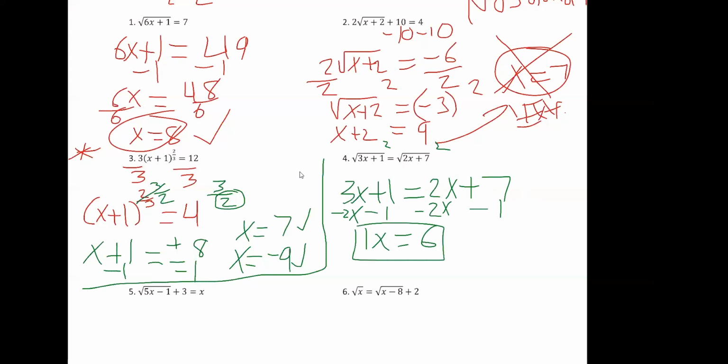But we do want to check this. If you plug that in, 6 times 3 plus 1, that would be the square root of 19. If you plug it in on the other side, you would still get the square root of 19. So everything checks out.